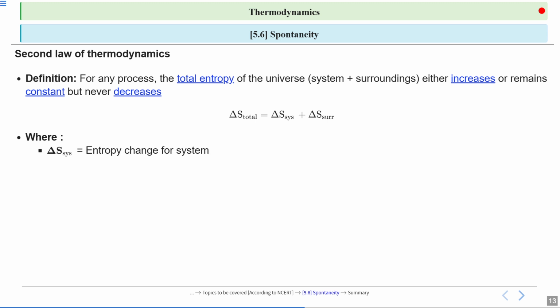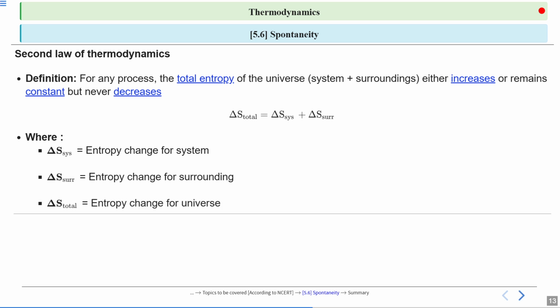So here it is written, delta S system is the entropy change for system, delta S surrounding is the entropy change for surrounding, and delta S total is the entropy change for the universe. Now if your entropy should increase overall, therefore you can also say that the total entropy, that is system plus surrounding, should be greater than 0, right?